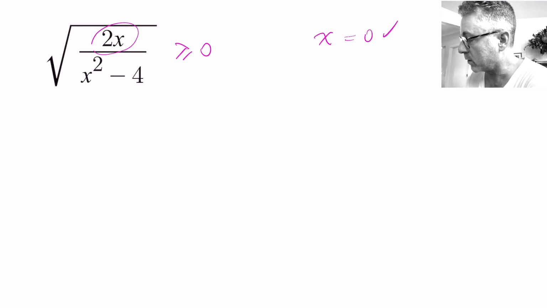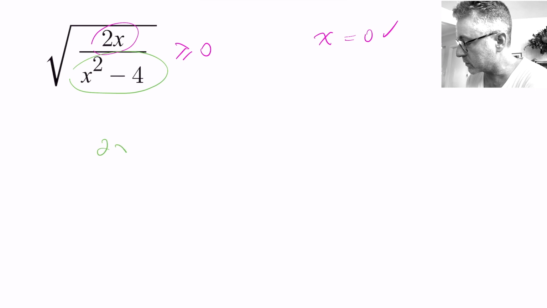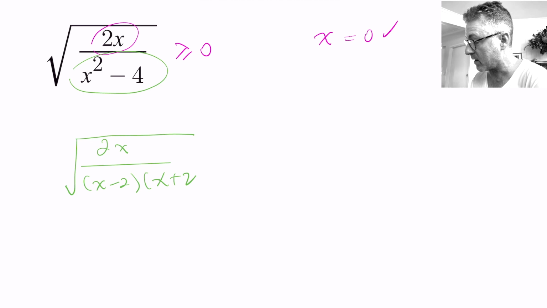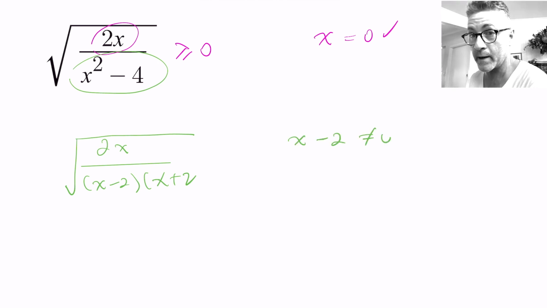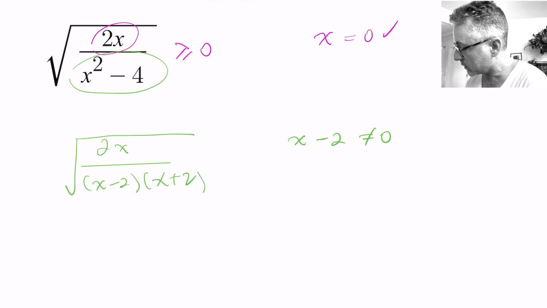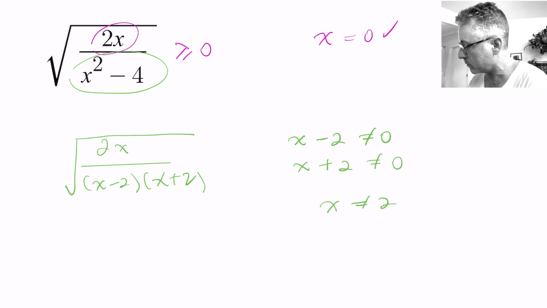However, if we have a closer look at the expression on the bottom, we see that this is the difference of two squares. So if I rewrite this expression, I've got 2x over x minus 2, x plus 2. So what I clearly cannot have is that, and I also can't have that. Not allowed to have that. So x is not allowed to be equal to 2, and x cannot be equal to negative 2.